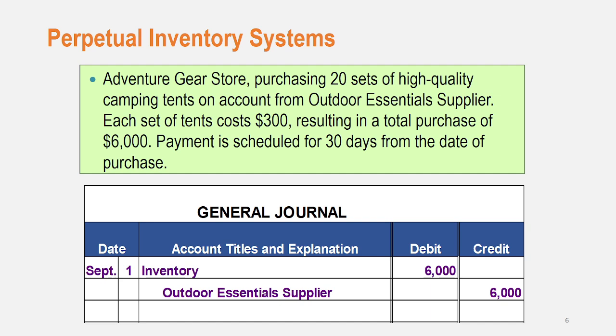So, as we can remember, in the previous lecture, we analyzed together an economic event that takes place under the perpetual inventory system. The subject of this economic scenario was purchasing 20 sets of high quality camping tents on account. Each set price was $300. So 20 multiplied by $300 equals $6,000, the total amount of high quality camping tents.